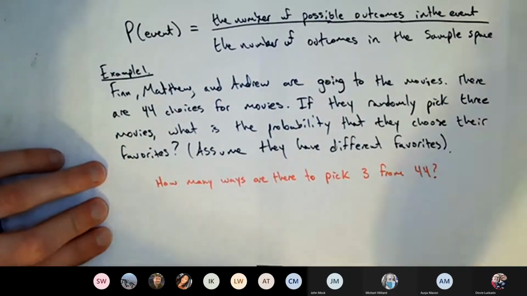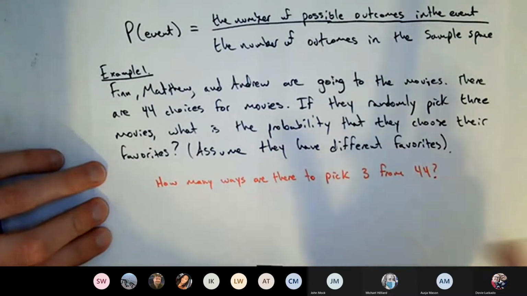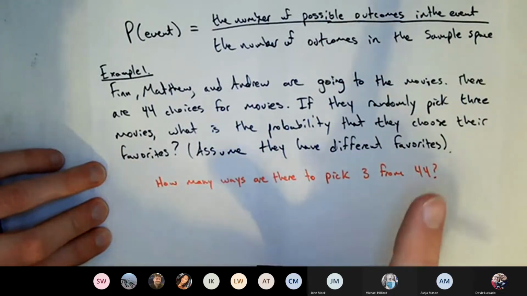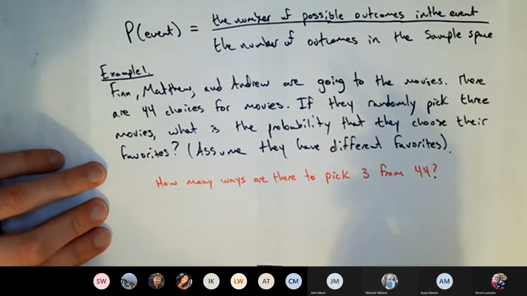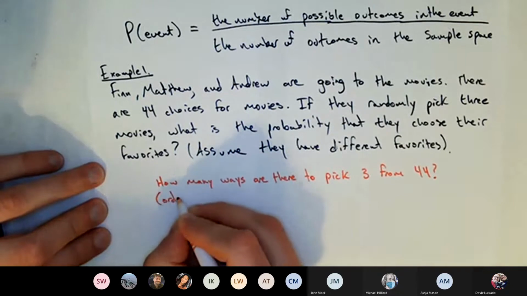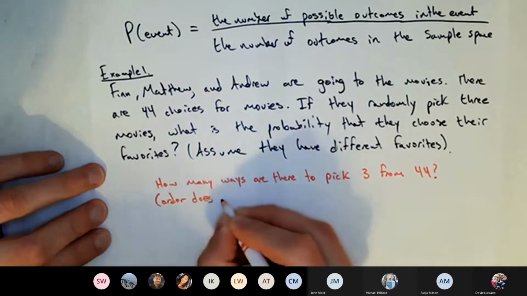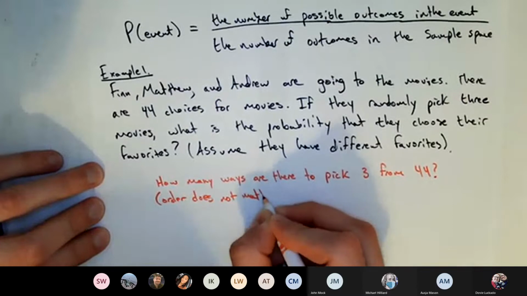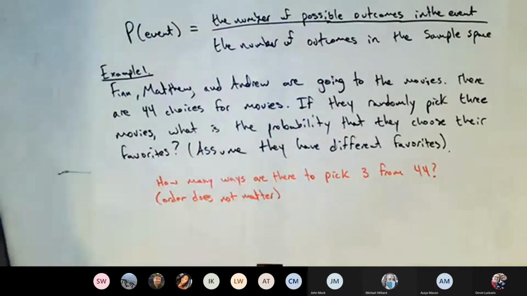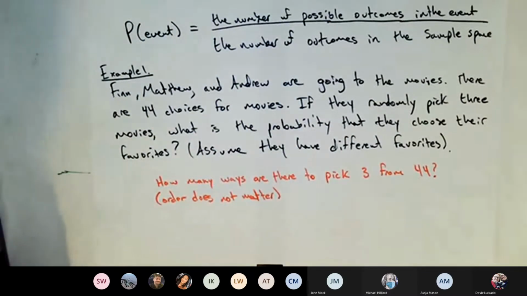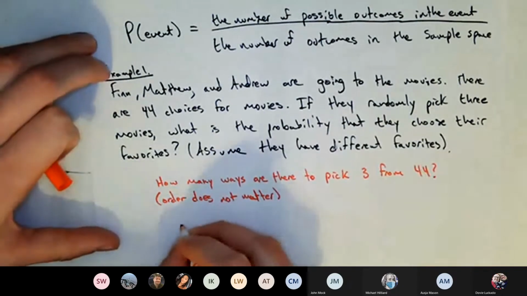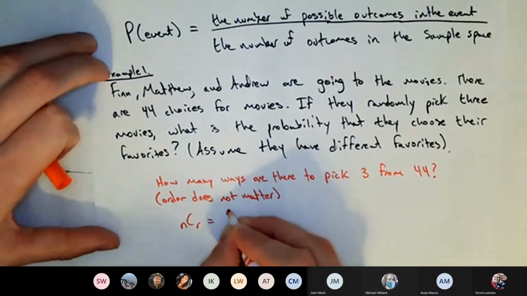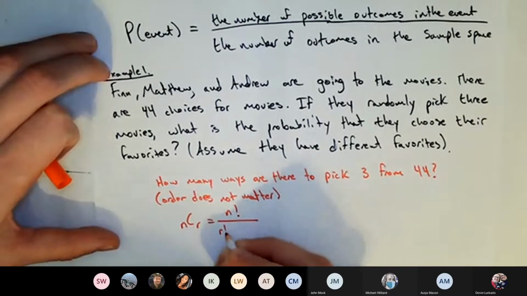These positions are not ranked. It's not like first, second, third, gold, silver, bronze, president, vice president, and so on. They're not ranked. So I should point out that order does not matter. And since order does not matter, I'm going to use a combination, the combination formula. Just to remind you, that formula is there.